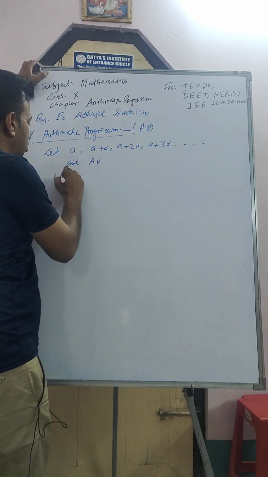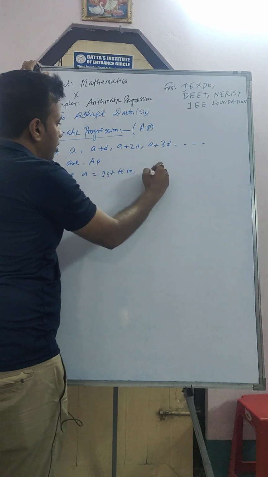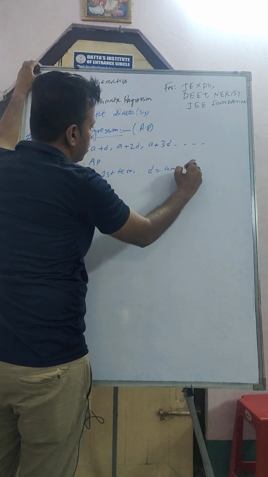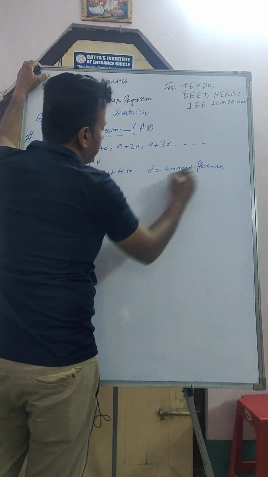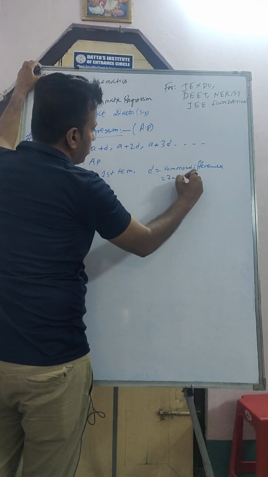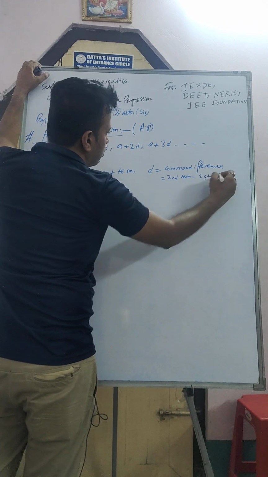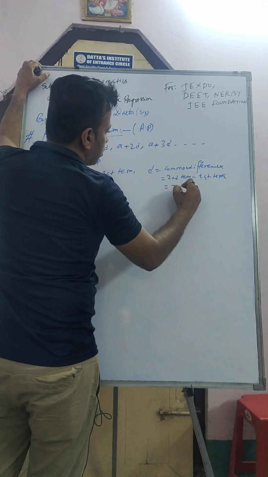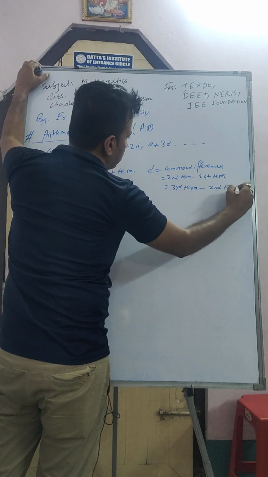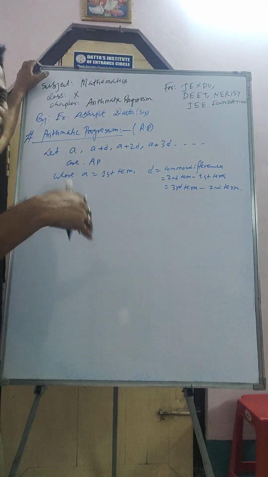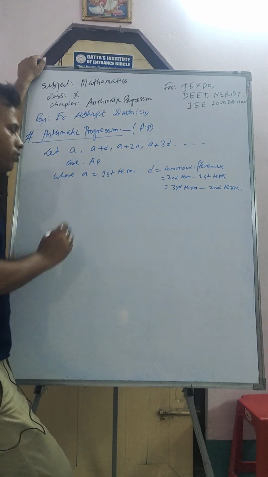So here a is the first term, d is the common difference, and the common difference we can write as second term minus first term, or third term minus second term. Okay, like that. Fourth term minus third term, like that. So this is the common difference.